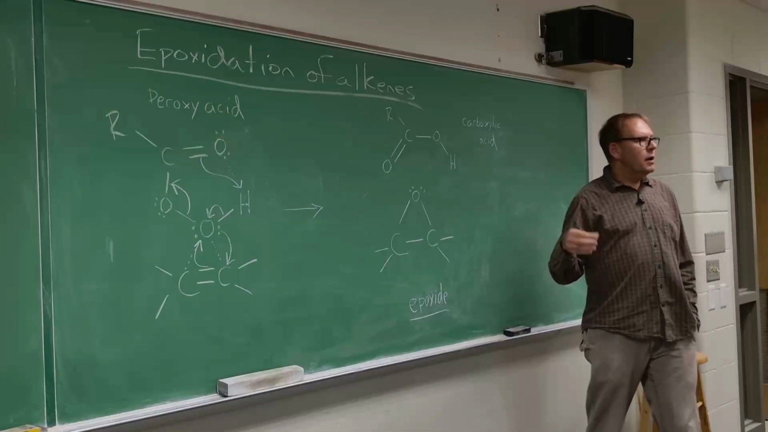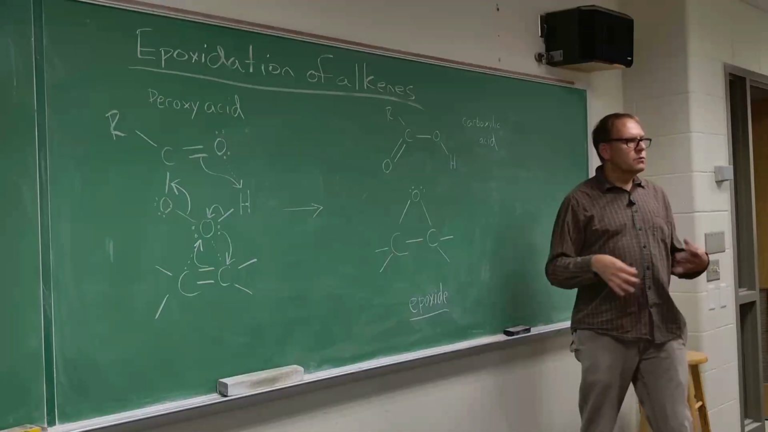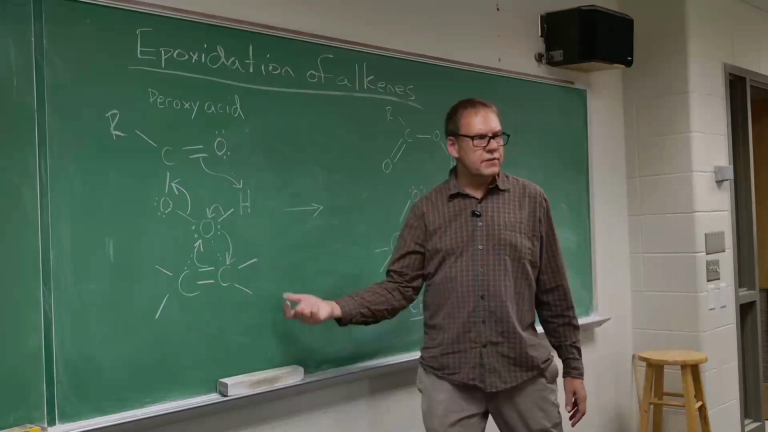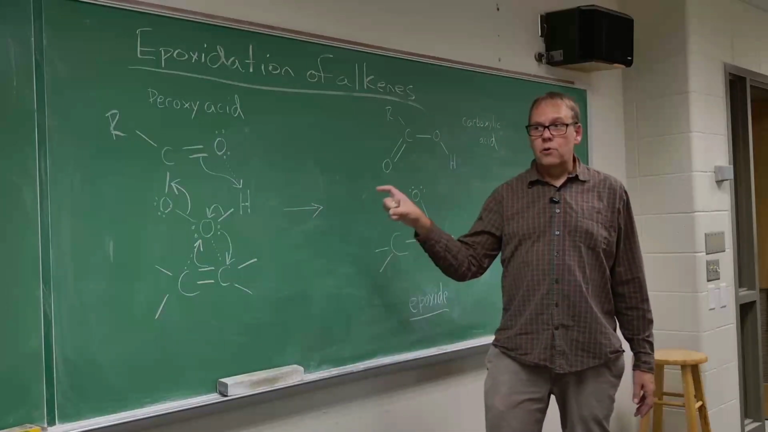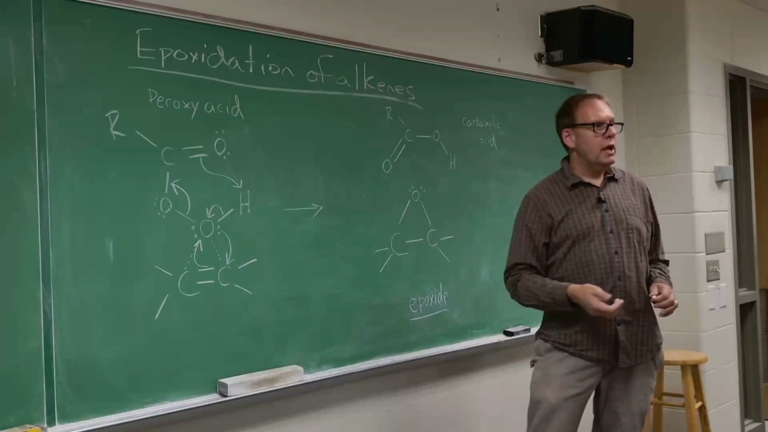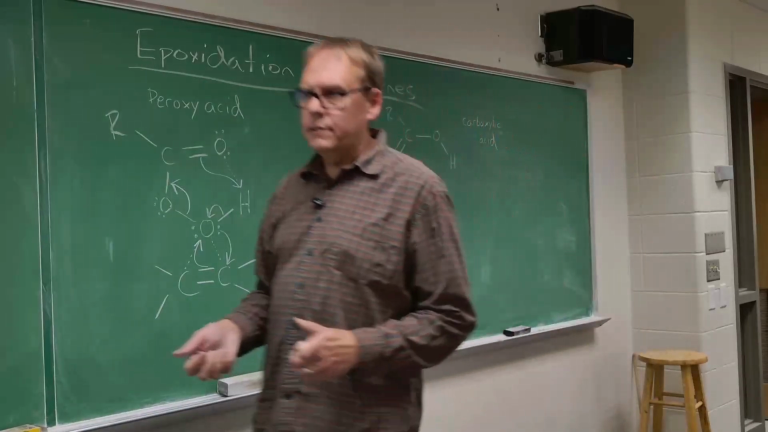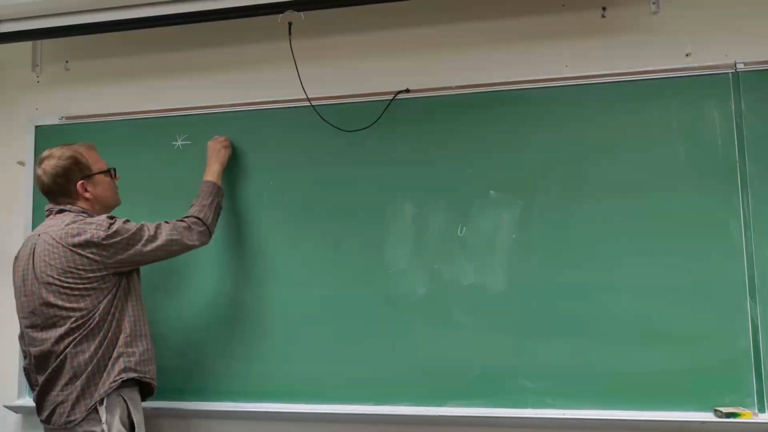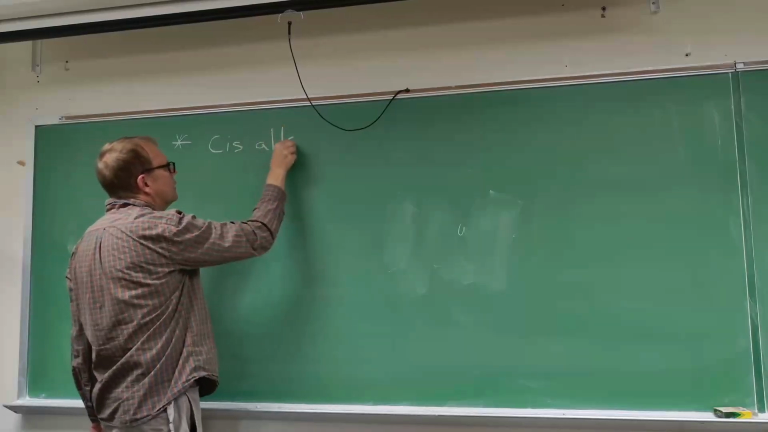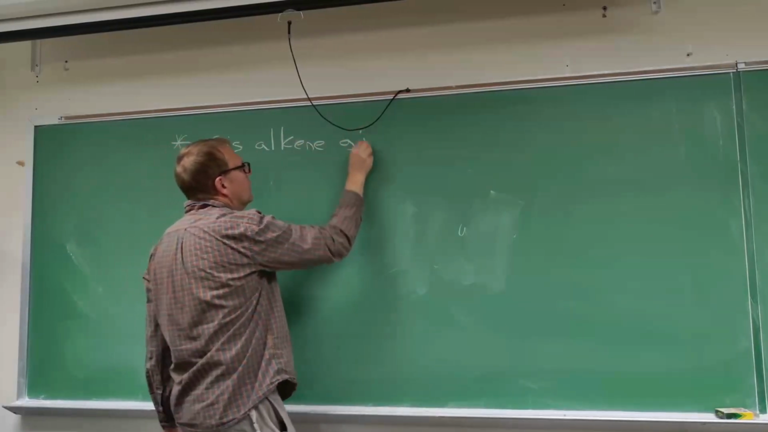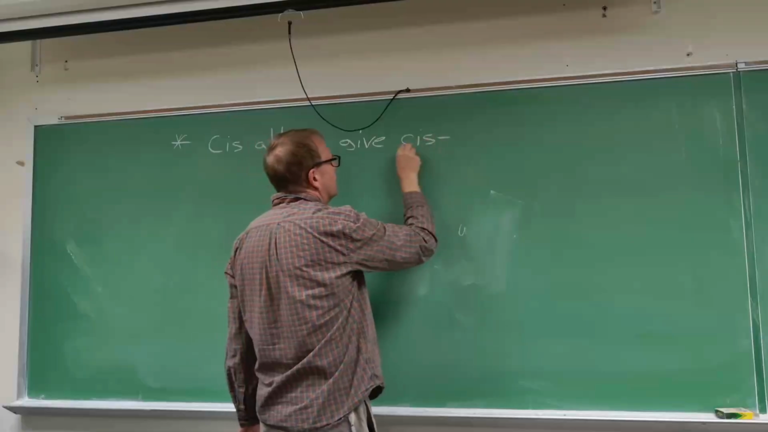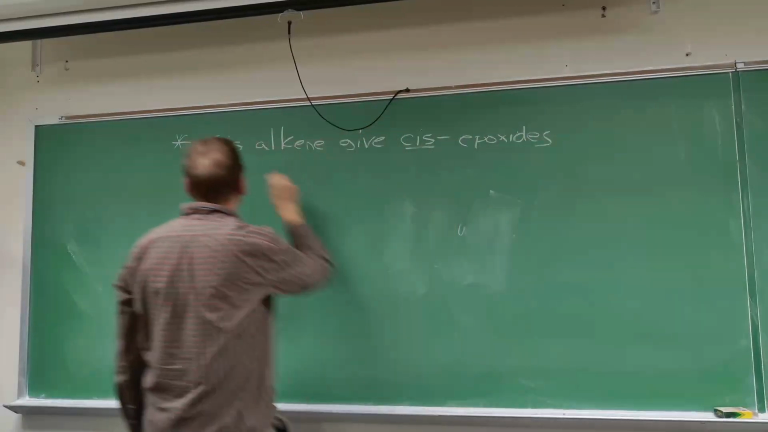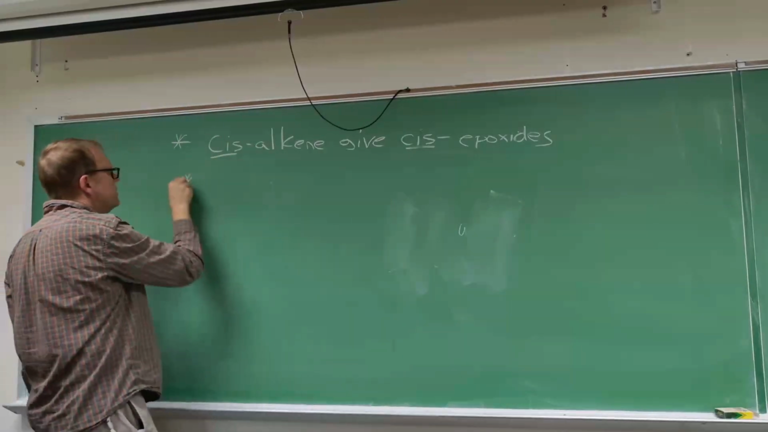There are some stereochemical consequences of how this works that are important. The O approaches the alkene from one of its two faces, and that approach means that there's going to be a certain product distribution, and we're going to talk about that over here on the next board. An important note about this: cis alkenes give cis epoxides, and trans alkenes give trans epoxides.